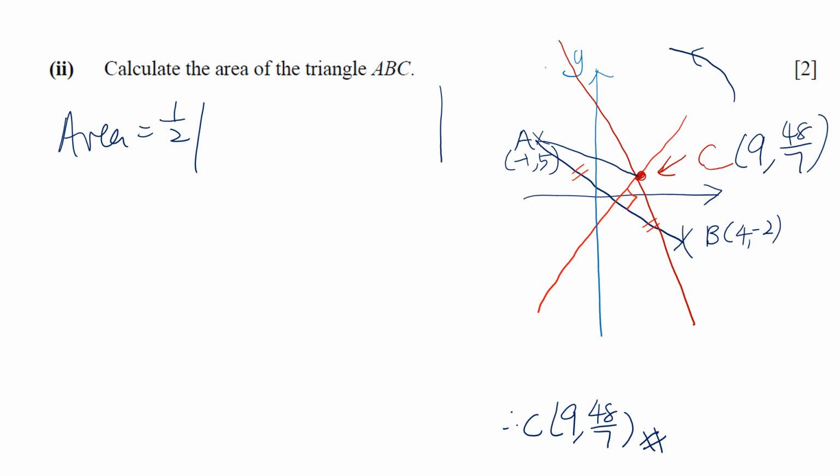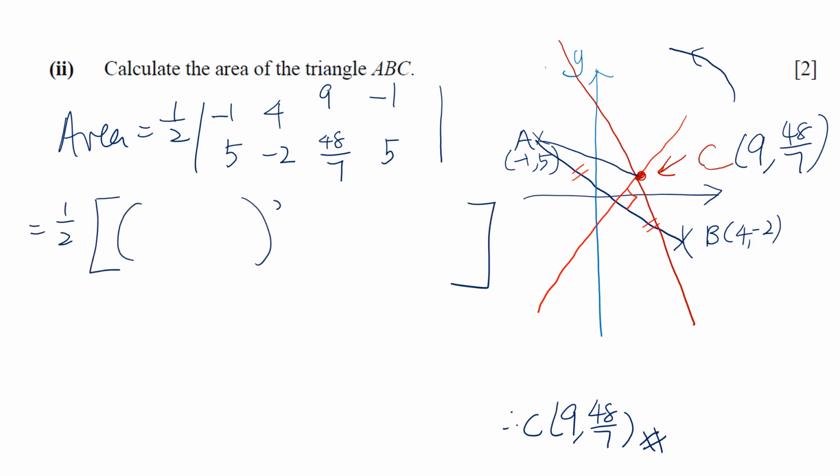You can start with point A, which is (-1, 5), go to point B, (4, -2), go to point C, and back to point A. Alright, and we know the answer would have to be something squared minus something squared, right? So what is inside the first bracket is this direction. So you just use a calculator to work it out.